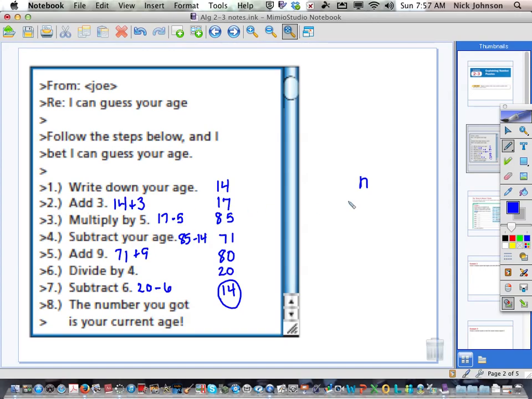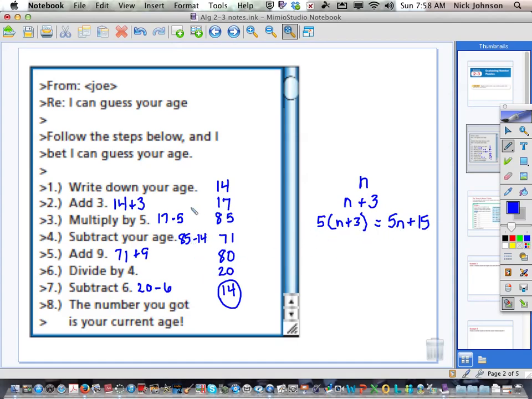The second step says add 3. Well, I got to add 3 to n. So in the next step, they take n and they add 3 to it. The third step says you have to multiply by 5. Well, I have to multiply all this by 5. So it's 5 parentheses n plus 3. You don't just multiply the n or just the 3. You have to multiply them both. So that's our distributive property. 5 times n is 5n. 5 times 3 is 15.